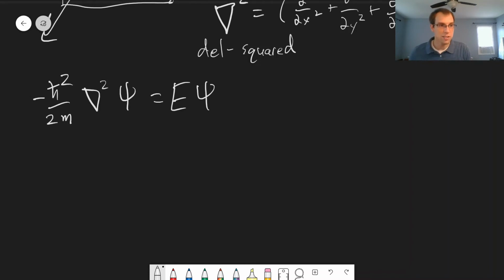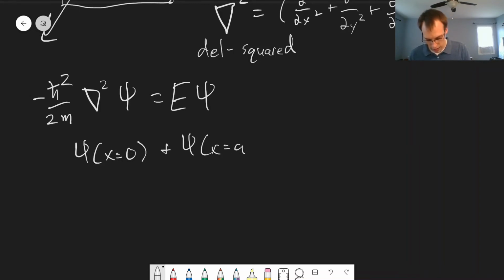They are at the edges of the box, of our cube, I should say. We have that the wave function has to be 0. So when x is equal to 0, now this is a whole line now, it's not just one point, but it's a whole line. When x is equal to 0 and when x is equal to a, psi has to be equal to 0.